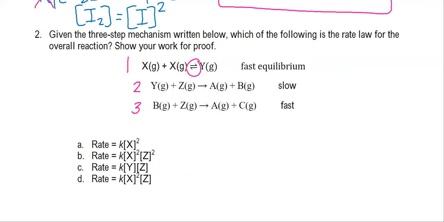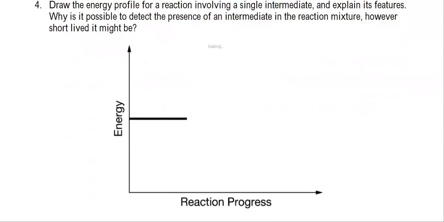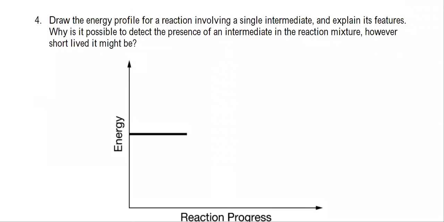Now, drawing an energy diagram or energy profile diagram. Let's skip to number 4. So we want to draw an energy profile for a reaction involving a single intermediate and explain its features. How do we know that we're able to detect the presence of an intermediate in the reaction mixture, however short-lived it might be? So the main thing, so this part is supposed to be the reactants. Okay, so I'm just getting it started for you.